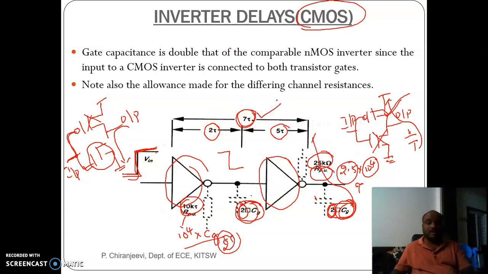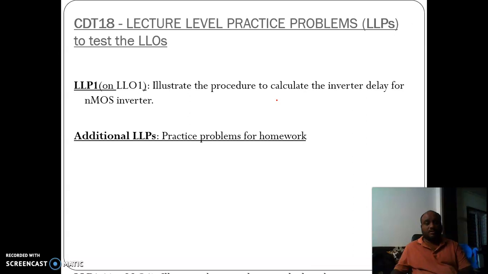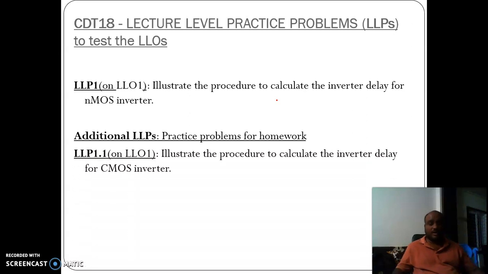Hope this is understandable. Based on this topic, there are a few lecture level problems. We can discuss this in our classroom.